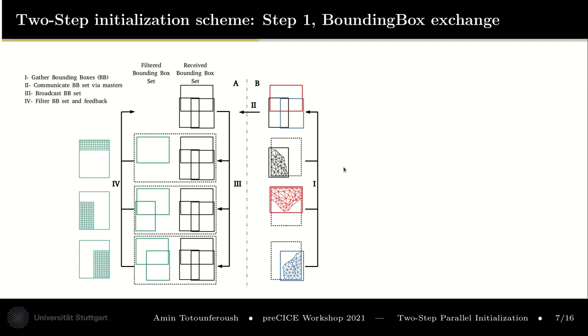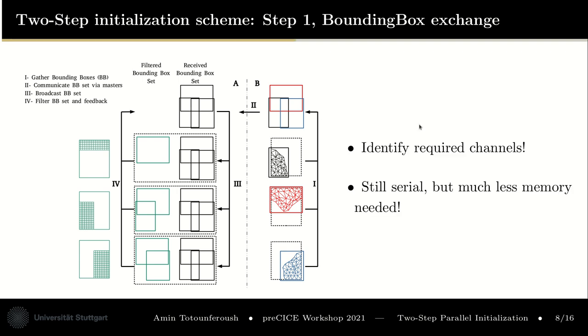As you can see, the amount of data we need to communicate via masters is much less compared to the current scheme. We only need to communicate a set of bounding boxes, which are nothing but a couple of doubles, depending on the dimension of the mesh. But after this, we can already identify the required channels. It is obvious that this first step is serial, but the amount of data which is communicated is very small, so this can happen very, very quickly.